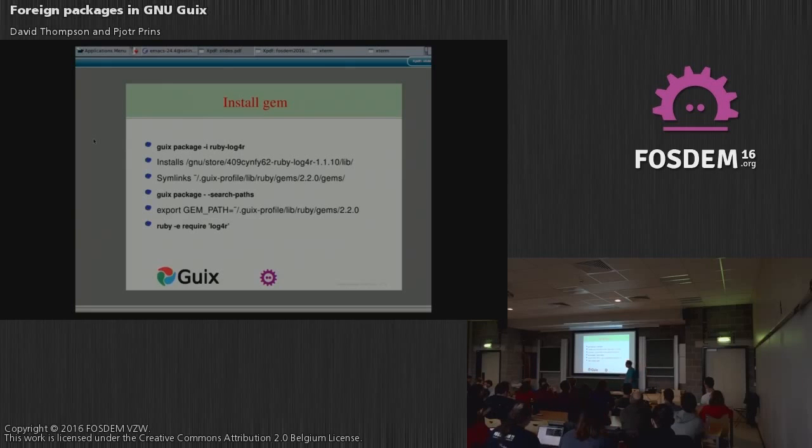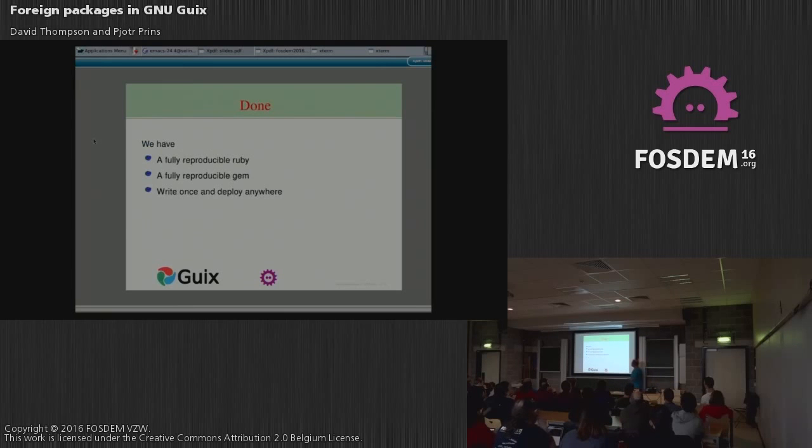And I can just run it. So ruby -e 'require "log4r"'. Done. We have a fully reproducible Ruby. We have a fully reproducible gem. We can write it once and deploy it anywhere.